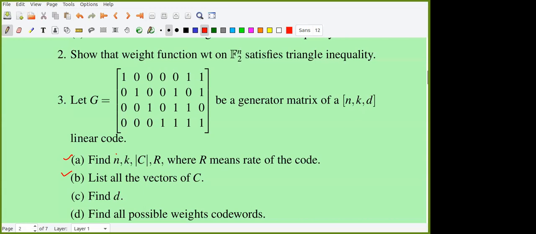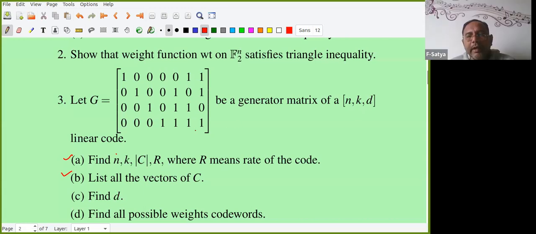N value, K value, cardinality of C, rate of the code, list all the vectors, right? Now how to find D? To find D, I'll find the corresponding parity check matrix. How is the parity check matrix defined? You remember? If G has the identity here, it is I4, correct.